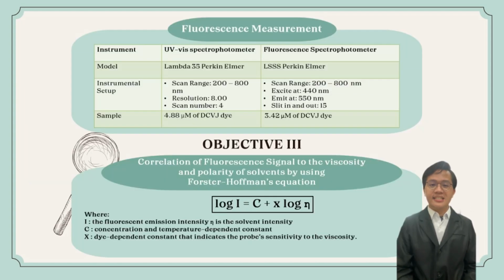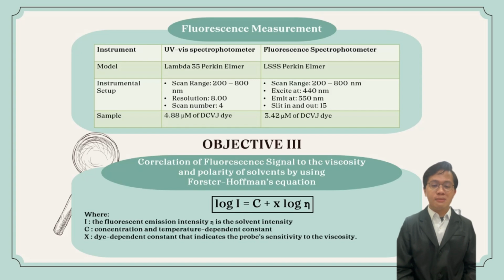Next, UV-vis scanning was conducted using the Lambda 35 PerkinElmer instrument to determine the lambda max of absorption of the solvent. Each sample containing 4.88 micromolar of the DCVJ stock solution was scanned from 200 to 800 nanometer with a speed of 480 nanometer per minute. The absorption spectra were recorded to determine the lambda max of absorption.